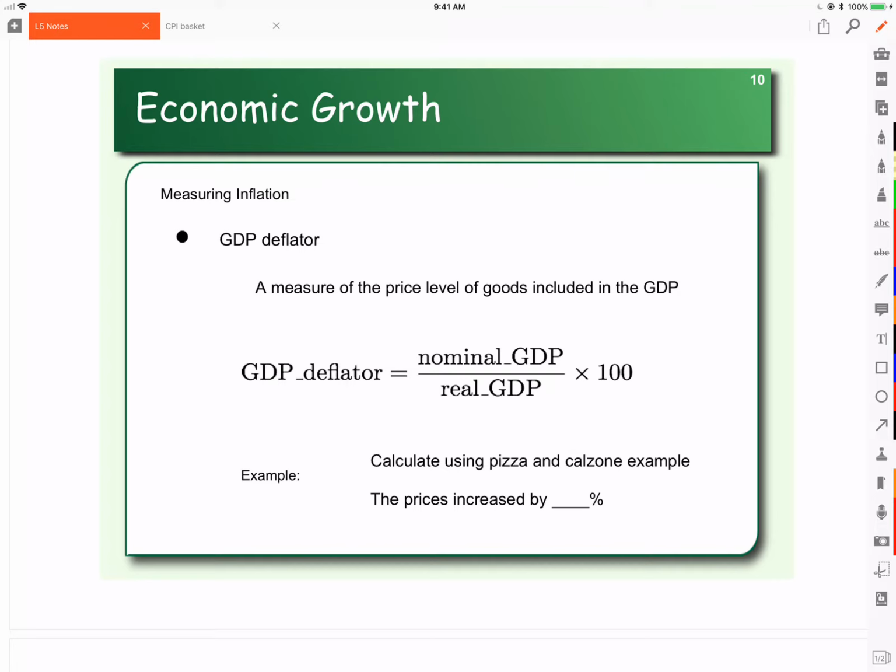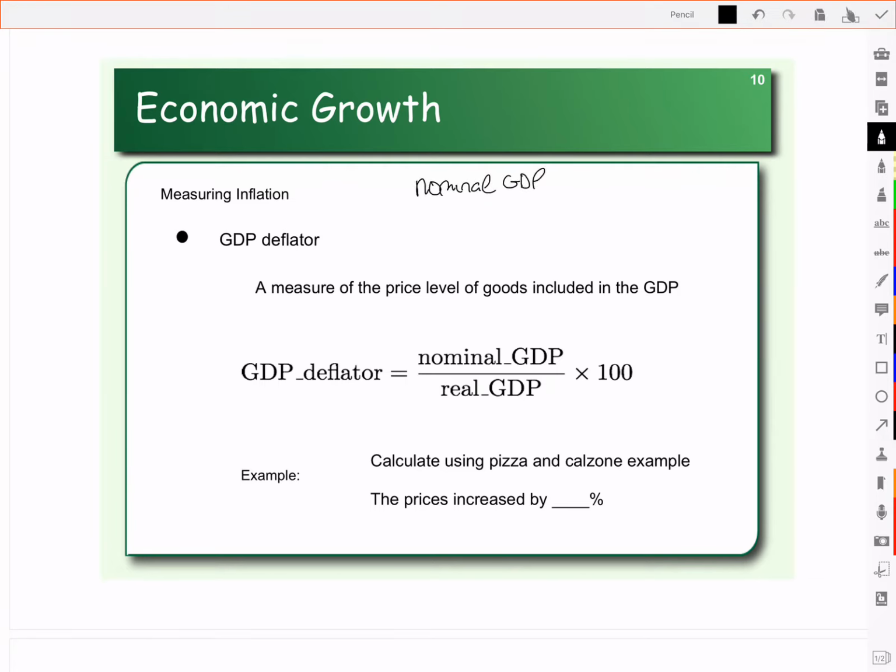The GDP Deflator takes nominal GDP and divides by real GDP. So if you recall, in our pizza and calzones example, we found that nominal GDP for 2016 was 420. And we found the real GDP for 2016 was 350. So we can calculate the GDP deflator by taking 420, dividing by 350, and we multiply times 100 to get our GDP deflator. So 420 divided by 350 times 100 is 120. What this tells you is that there has been 20% inflation since the base year.